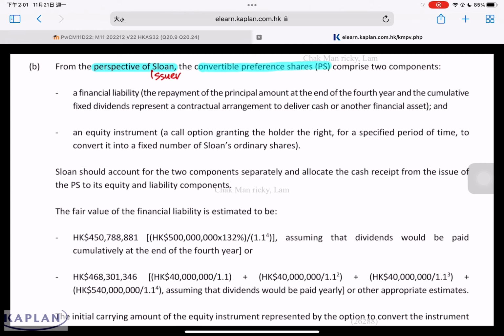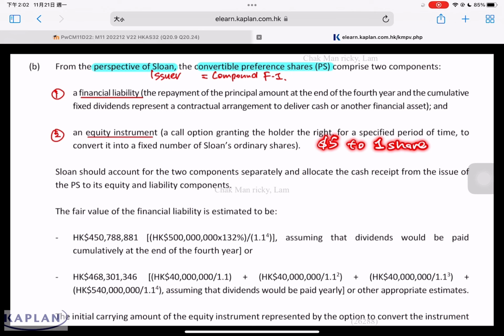This convertible preference share represents a compound financial instrument. To the investor, it's a hybrid contract, a host contract and an embedded derivative. We'll discuss that later on. To the issuer, this is considered a compound financial instrument. Number 1 is a financial liability. It represents the contractual obligation to pay $500 million and 8% dividend for 4 years. Number 2, it represents an equity instrument because the conversion option, or call option, allows the investor to convert $5 of preference share into 1 ordinary share.